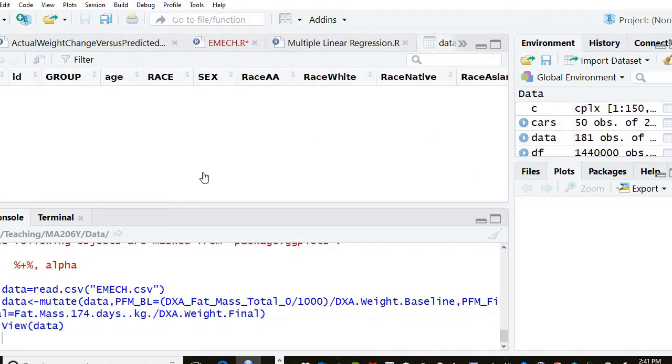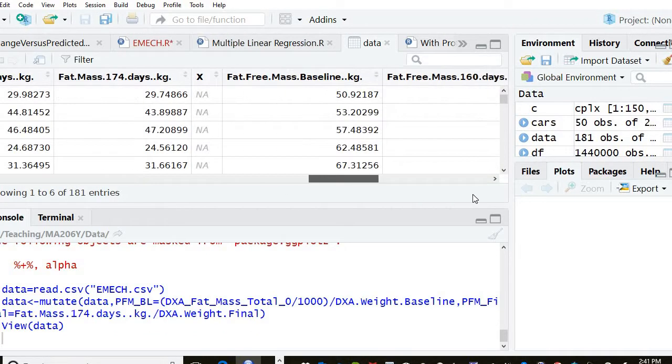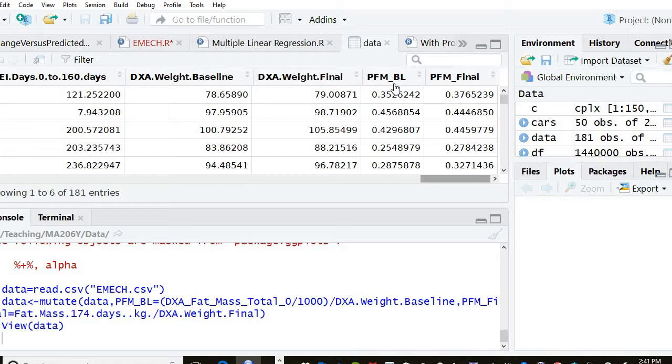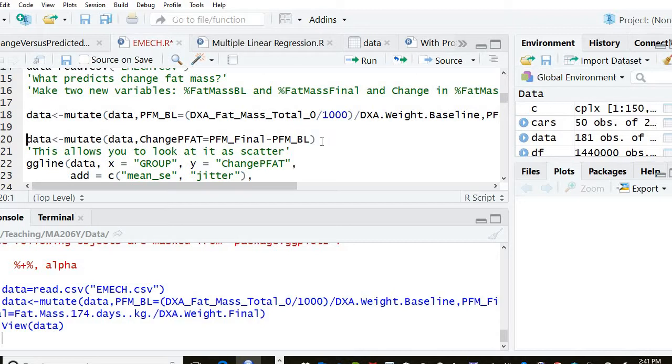So if I go to data, at the very end, I'm going to see a couple columns with percent fat mass at baseline and percent fat mass at final. So if I believe that exercising makes you lose fat mass, what I should see is a difference in the fat mass at the final level and fat mass at the baseline level. If I have less fat mass at the final level, then this number is going to be negative, which means I have a fat loss.